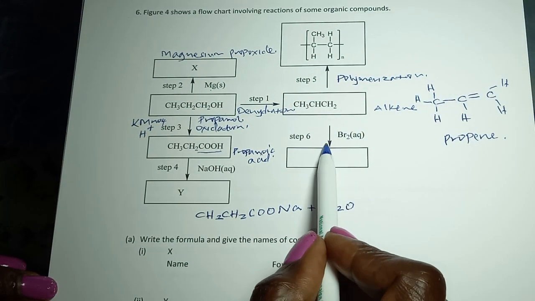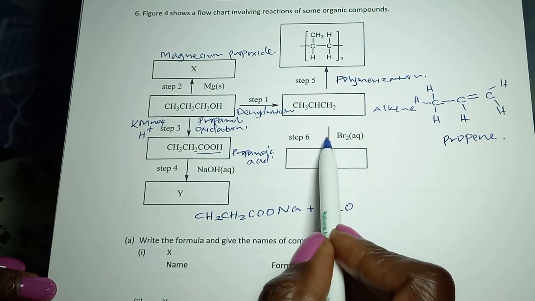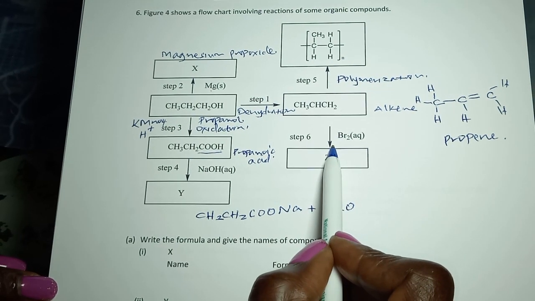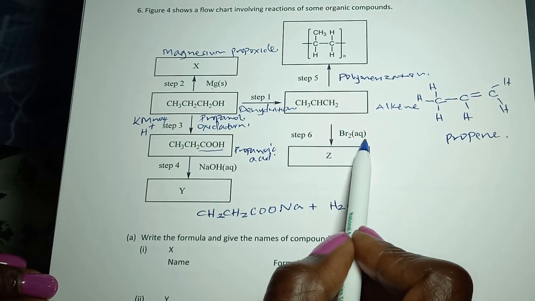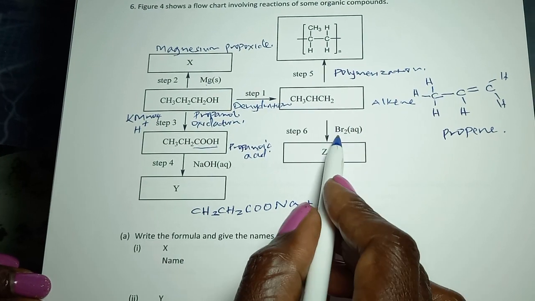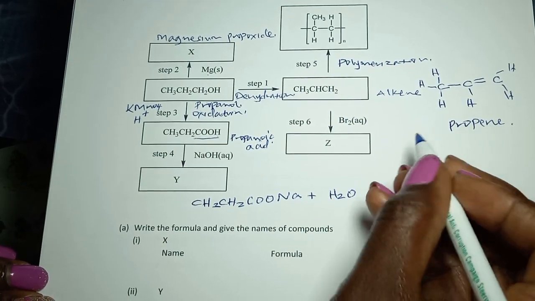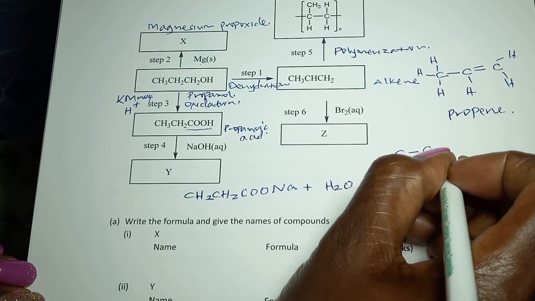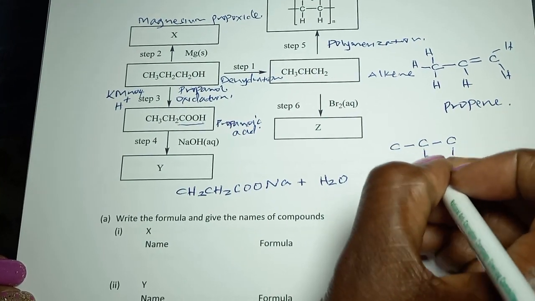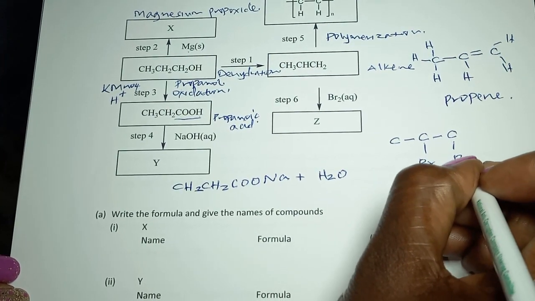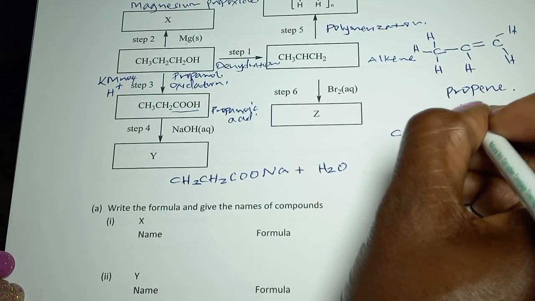And the last step, step 6, the alkene undergoes a reaction common for alkenes and unsaturated hydrocarbons, addition of bromine to form compound Z. So bromine adds across the double bond to form a compound which is now saturated, and the double bond has been replaced by a single bond. So now you have a dibromopropane.